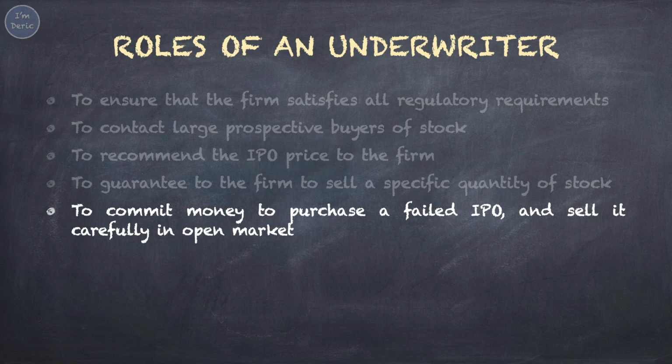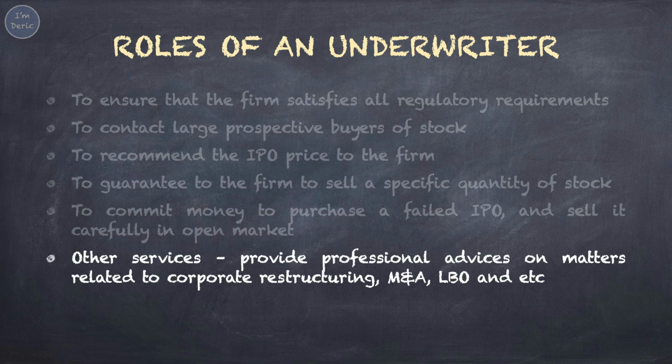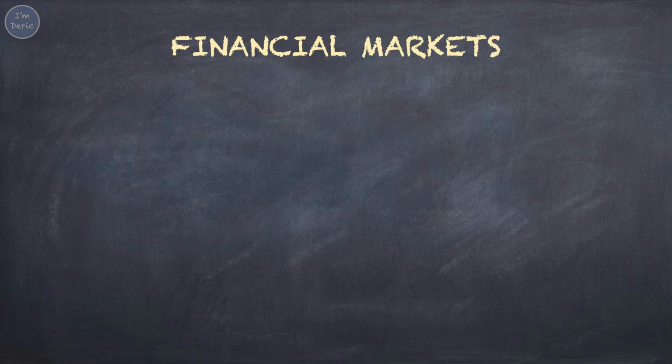After buying the failed IPO from the issuer, the underwriter will sell these shares in the open market. However, the underwriter has to sell carefully, because suddenly dumping a lot of shares can drag the price down, hurting both the issuer as well as the underwriter. The underwriter may provide other services such as professional advice on matters related to corporate restructuring, M&A, LBO, and so on.